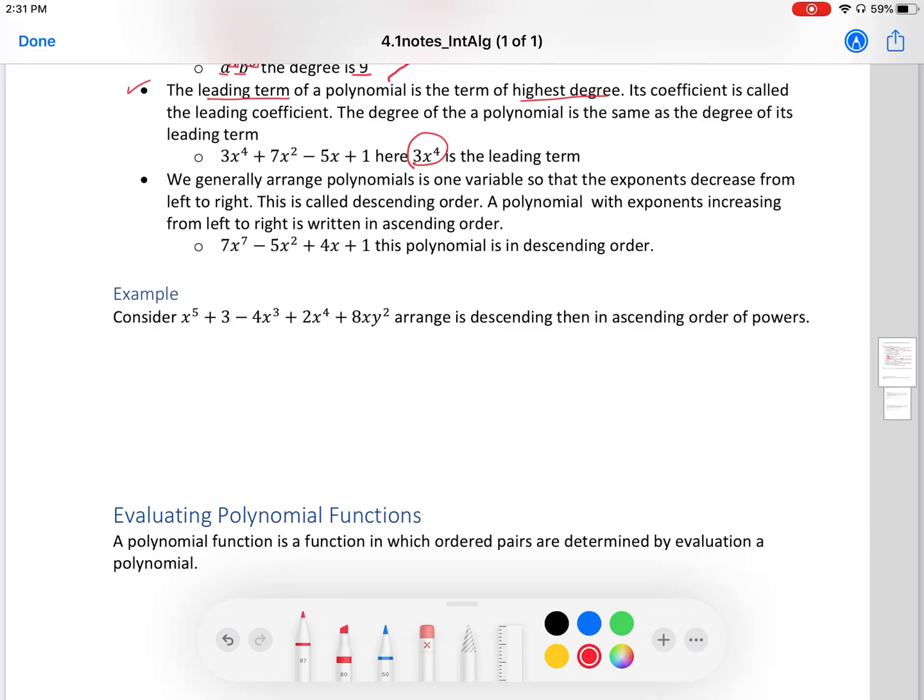We generally arrange polynomials in one variable so that the exponents decrease from left to right. This is called descending order. A polynomial with exponents increasing from left to right is written in ascending order. So here we have a polynomial in descending order. Notice it goes from highest degree and then works its way down.